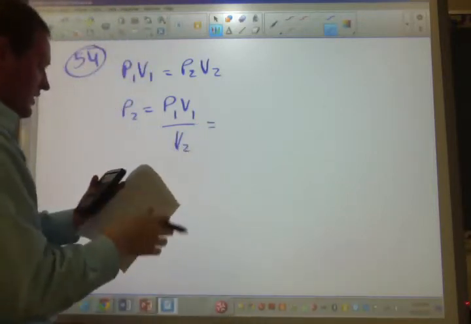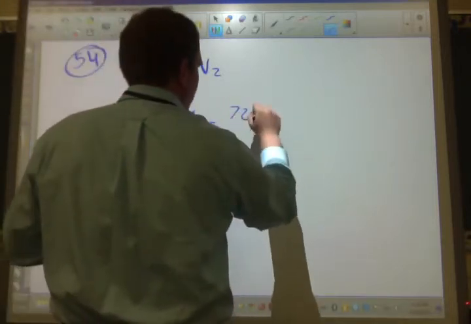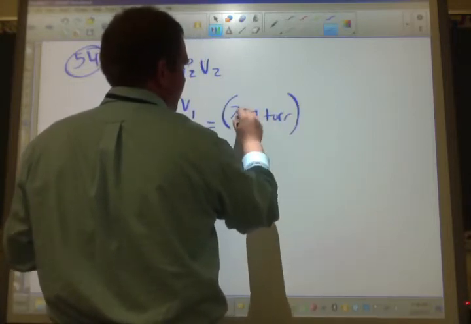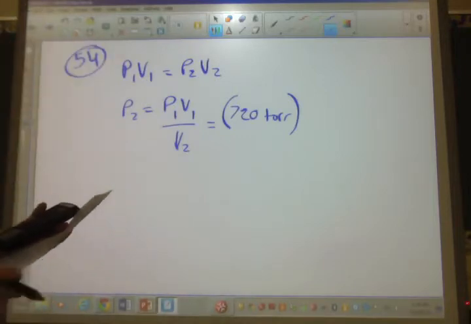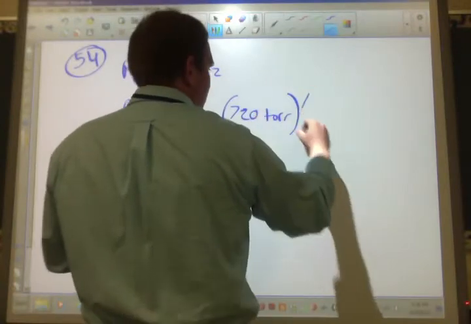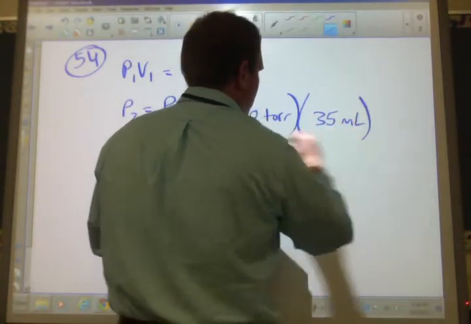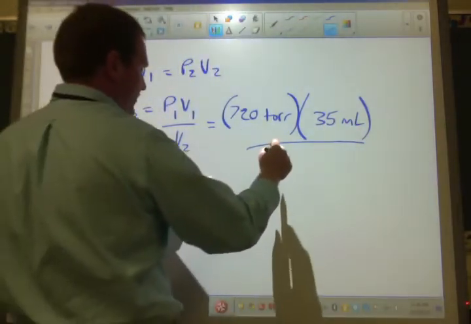Okay, let's plug in our values. P1 is 720 torr. Now remember, you don't have to convert this to atmospheres. That's the ideal gas law. This just means whatever I get out is going to be in torr. Times V1, which is 35 milliliters, divided by 16 milliliters, which is my V2.